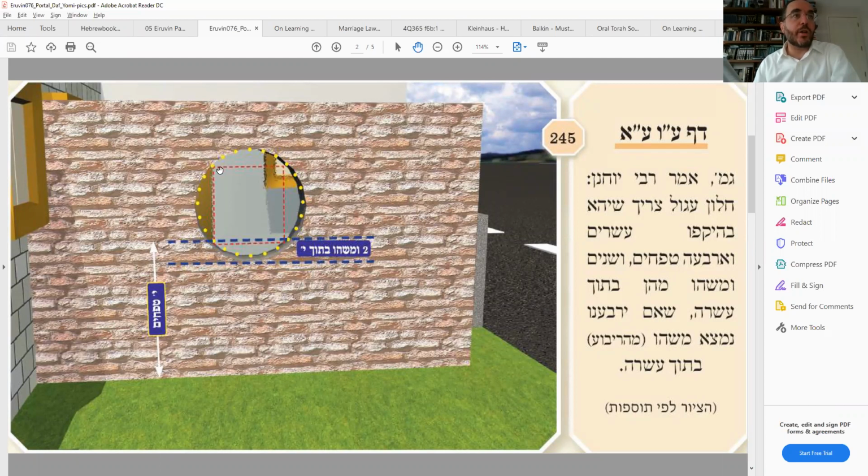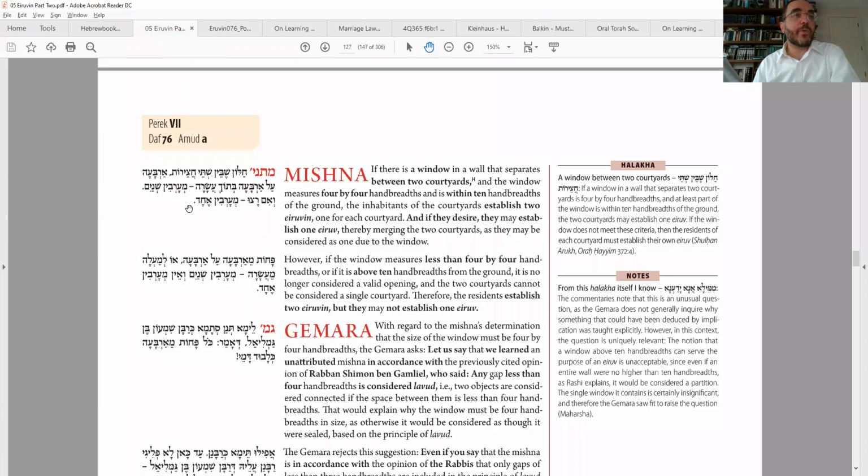So as long as there is a window 4 by 4, I guess a person can fit through a 4 by 4 window if you crawl through, and it's less than 10 tefachim, then it can go both ways. It can be separate, and you can make one eruv here and one on the other side. Or if you put both pieces of bread in one place, then you can join them together as one. Good.